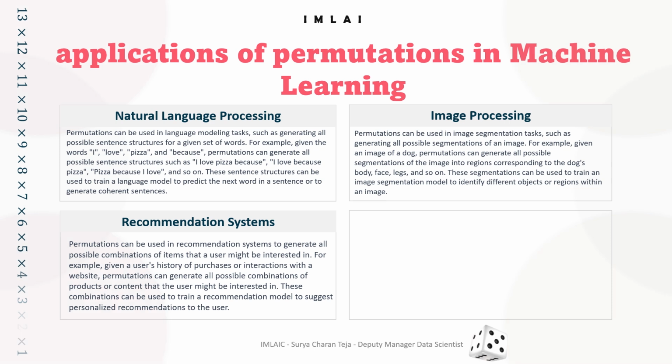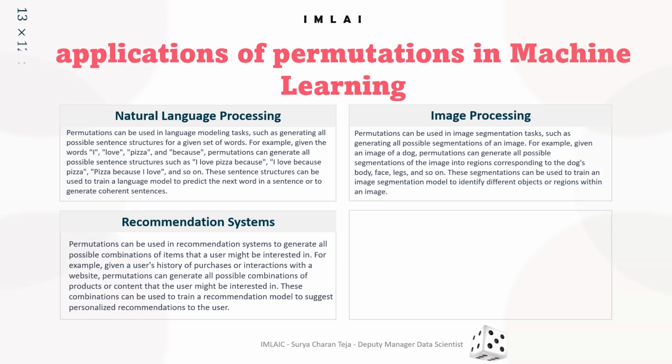An example for this is that permutations can be used in recommendation systems to generate all possible combinations of items that a user might be interested in. For example, given a user's history of purchases or interactions with a website, permutations can generate all possible combinations of products or content that the user might be interested in. These combinations can be used to train a recommendation model to suggest personalized recommendations to the user.